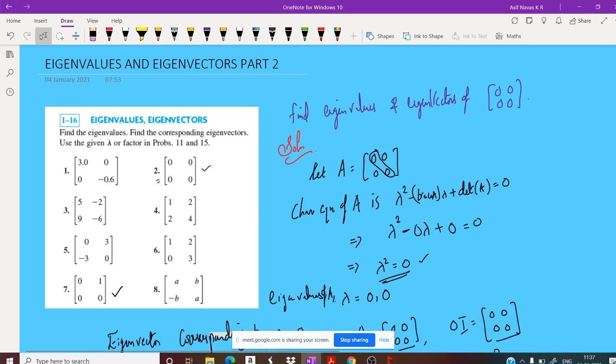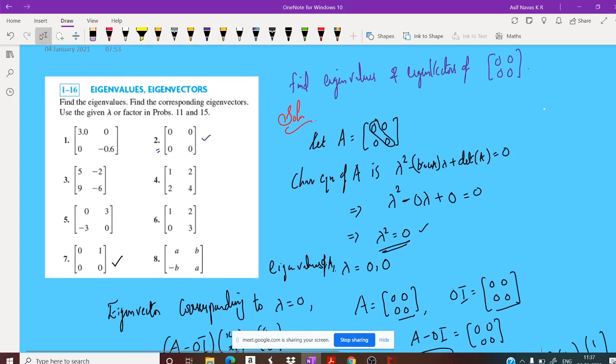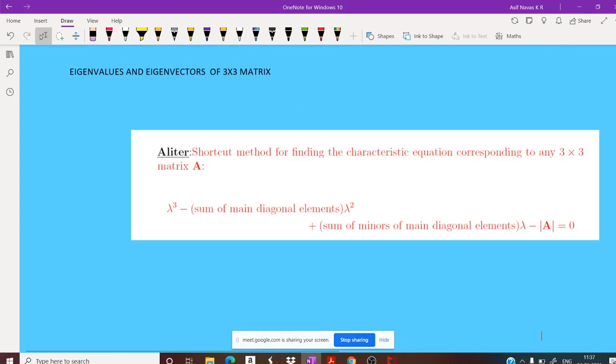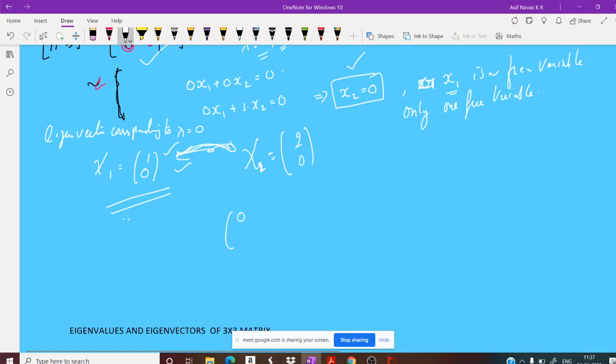What about (0, 0) and (1, 0) as eigenvectors? They will be independent, right? For the second matrix, what are the eigenvectors? (1, 0) and (0, 0). No, you cannot take (0, 0). Right? (0, 0) is not an eigenvector. I already discussed it. We will not take x equal to 0 as an eigenvector.